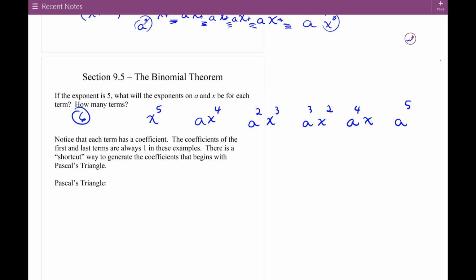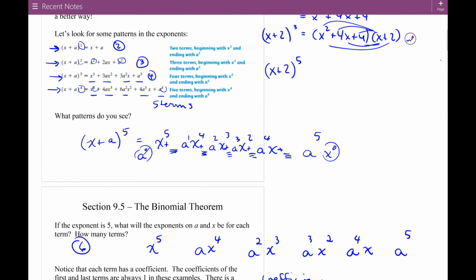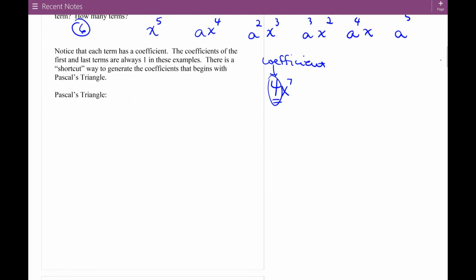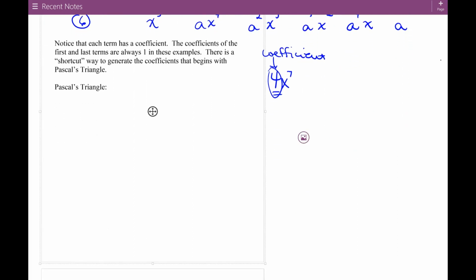So notice that each term has a coefficient or a number multiplying it in the front. If you see 4x to the 7th, the 4 is the coefficient. So there's multipliers on these terms back in our example. So let's talk about how we find those. So the coefficients of the first and last terms are always 1 in these examples, but there's a shortcut way to generate the other coefficients, and it starts with Pascal's triangle.